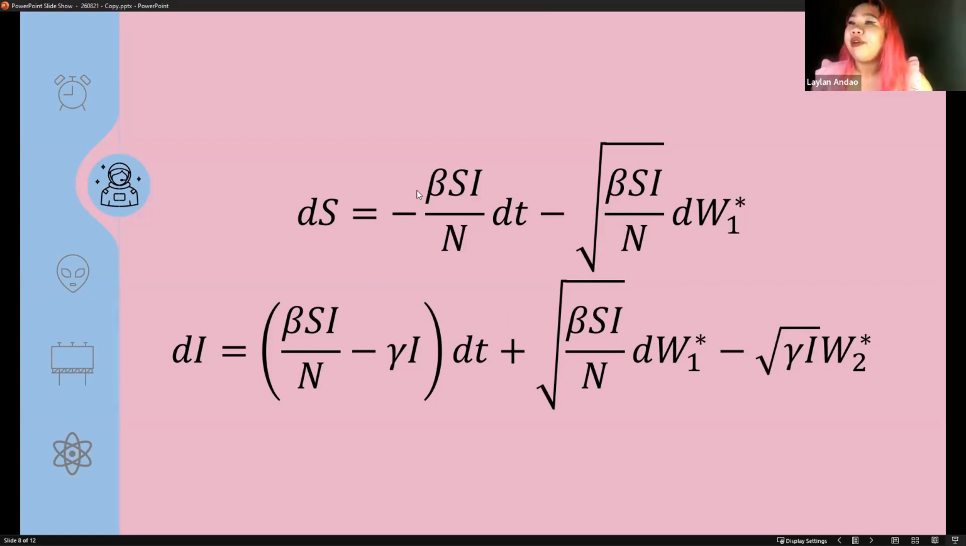But in this case, if S plus I is equal to the total population, which is a constant, then the model can be reduced to a single variable I, which is infected lang, wala nang recovery. Now, for the example, a real-life application of this SDE SIS epidemic model is the COVID-19 pandemic itself.